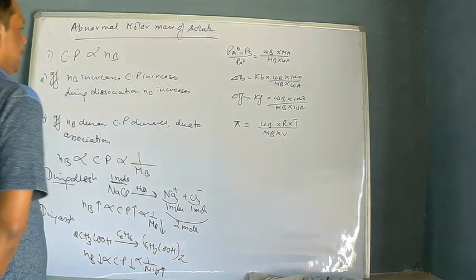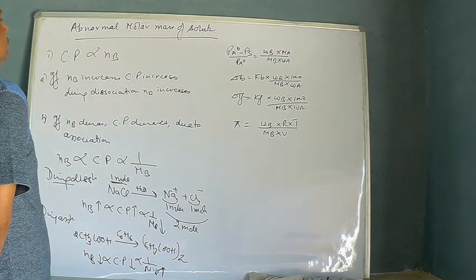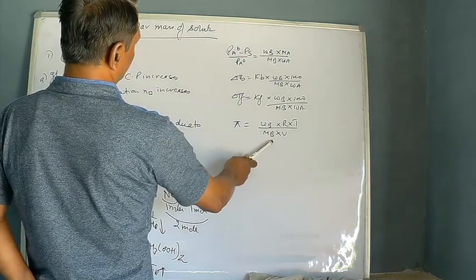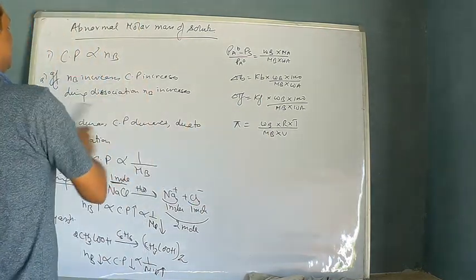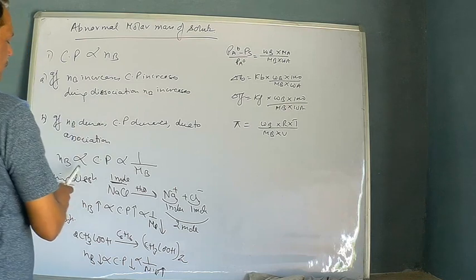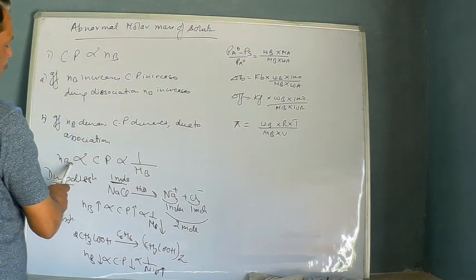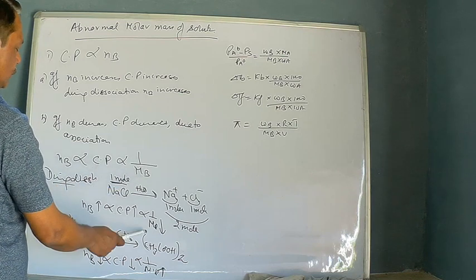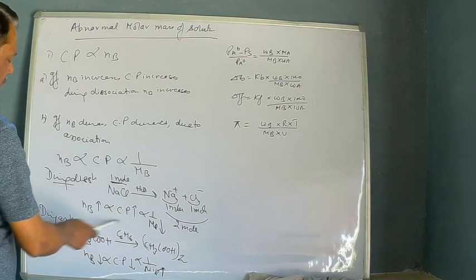Students, let us revise again. During determination of molar mass of solute, that is your MB here, what do we find? We find that during dissociation, number of moles of solute particle increases, hence colligative property increases, and hence molar mass is always less than expected.